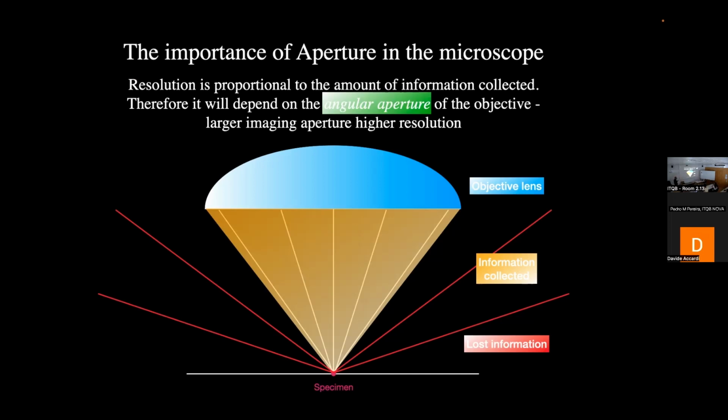Resolution is proportional to the amount of information collected. So the larger the amount of information, the better resolution you have. Therefore, the larger this cone of light that is accepted by the lens, which is actually called the angular aperture, the higher the level of resolution. But not only, there are also many other implications that we will see, but this is the first one. Is it clear? So the larger this cone of light, this angular aperture, the higher the level of information, the higher the level of resolution.